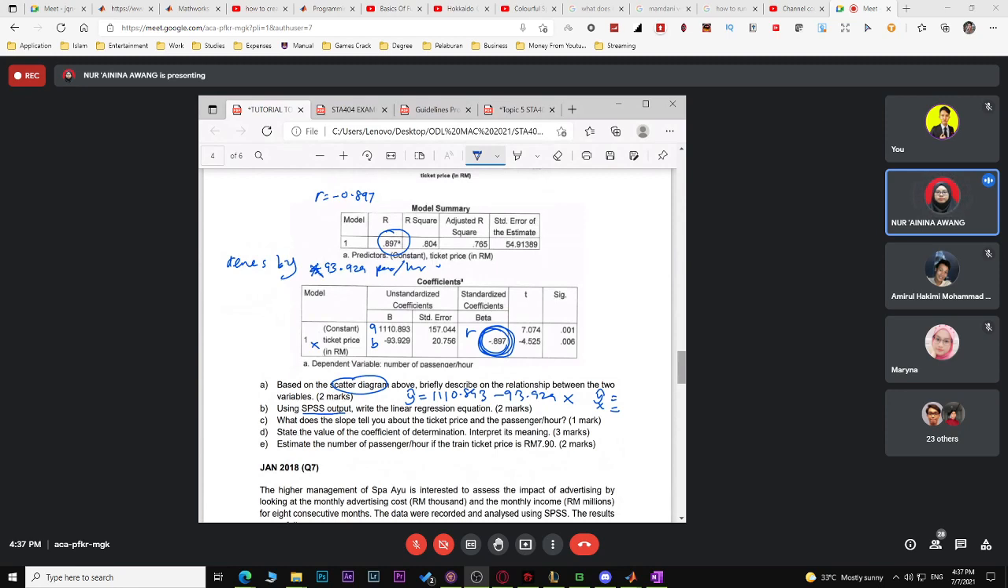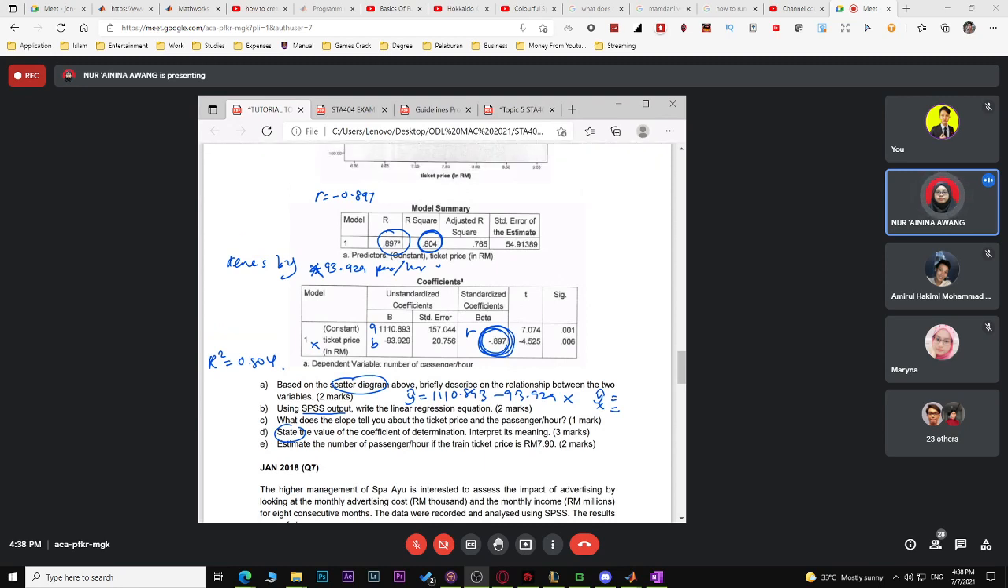And then the next one, state the value of the coefficient of determination, interpret its meaning. So bila state sahaja, you just ambil the value from the output. Okay, so kalau situ ada 3, follow je 3. Okay, and then interpret, so kita kata 80.4% of the total variation in Y. So your Y is number of passenger per hour. Okay, is explained by the variation of your X, ticket price, and another balance dia ada 19.60% is explained by other variable. Okay, macam tu je lah.